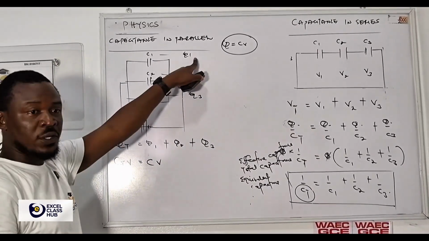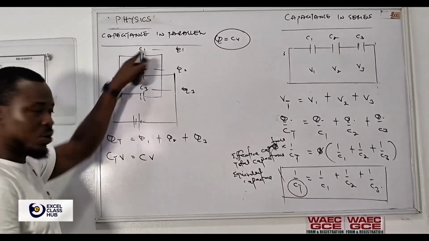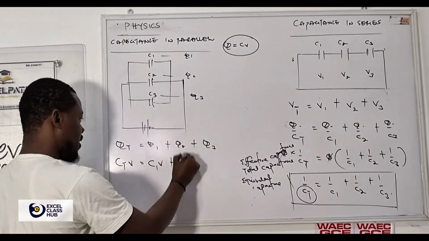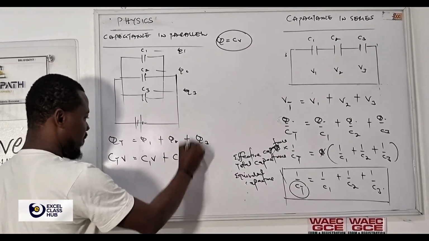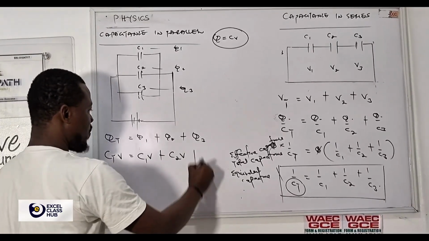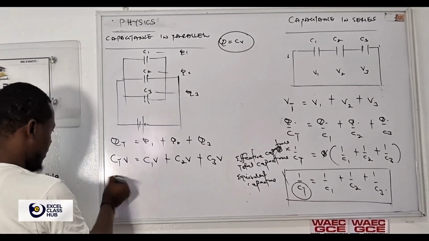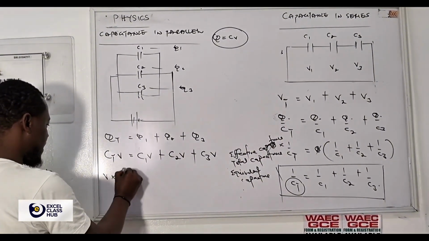Remember, Q1 is across C1, so this one will be C1V, plus this one will be C2V, while the last one will be C3V. You go back again. You can still write it as V times CT.